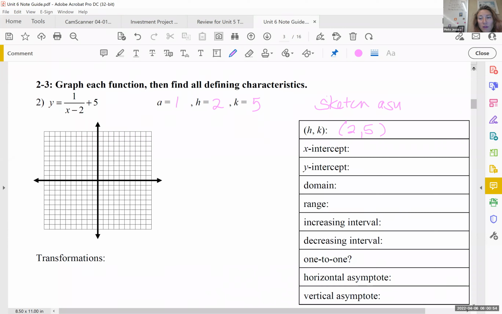Oh, I forgot my axes. Here's HK. So I find my 2 for X, 5 for Y. 1, 2, 3, 4, 5. And I sketch a vertical line through here and a horizontal line through here. And now I'm going to list my asymptotes. The horizontal line is at 5. Y equals 5. The vertical line is at X is equal to 2.